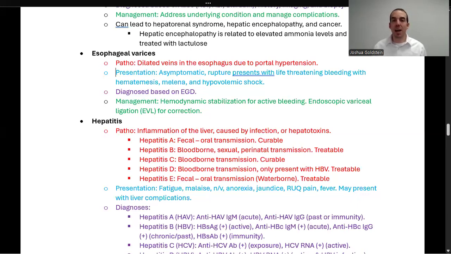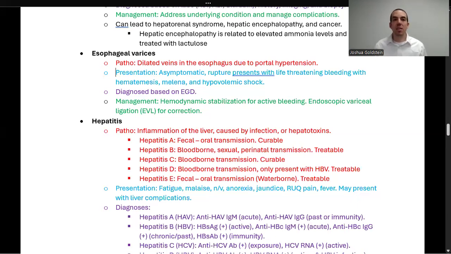Real quick, hepatic encephalopathy, because I've definitely seen this on some nursing GI test banks. Hepatic encephalopathy is where a patient has a high ammonia level because the liver is not functioning well, and it can cause the patient to have altered mental status. Encephalopathy, again, is swelling of the brain, so it can cause altered mental status and other neurological issues, including the patient being in a coma. And this is treated with lactulose or other ways to control that ammonia level.